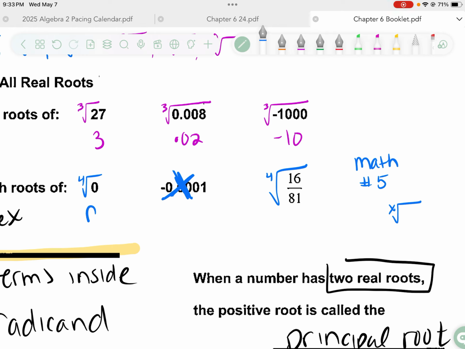Okay, fourth root of 0 is 0. We don't need a plus or minus on there because, again, it doesn't make sense to have a positive or negative 0. Fourth root of 16/81, if you got a decimal, just hit math, enter, enter. You should get 2/3. And then because it's an even index, you need that plus minus.